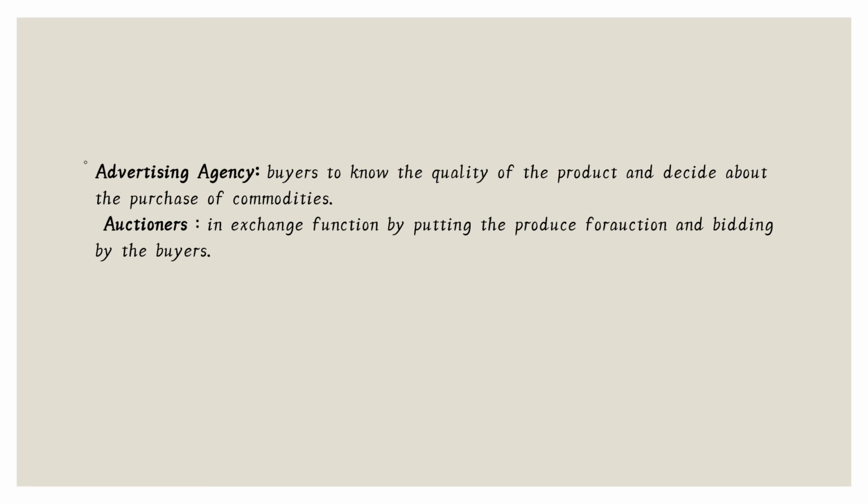Next, advertising agency. This agency is used by the buyer to know the quality of the product and decide about the purchase of the commodity. Auctioneers. They perform the exchange function by putting the produce up for auction and bidding for their buyers.